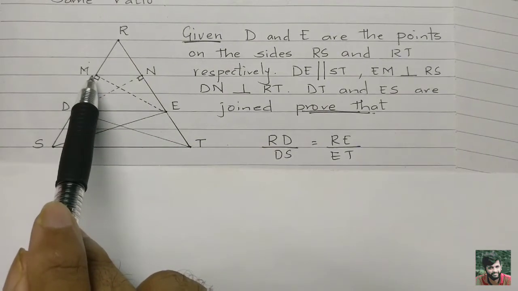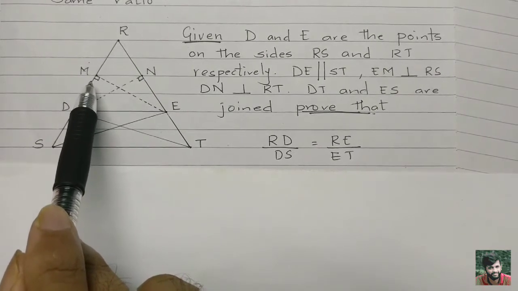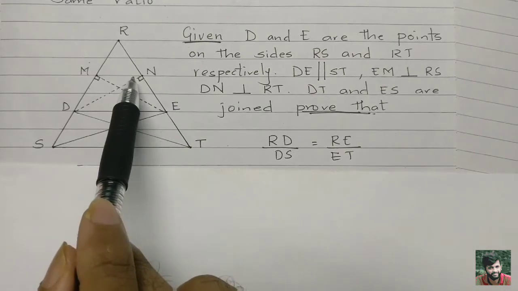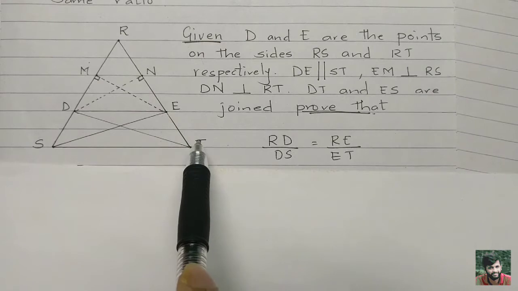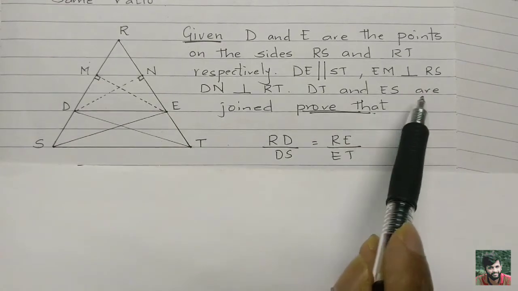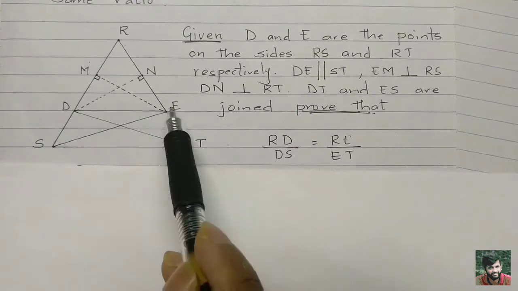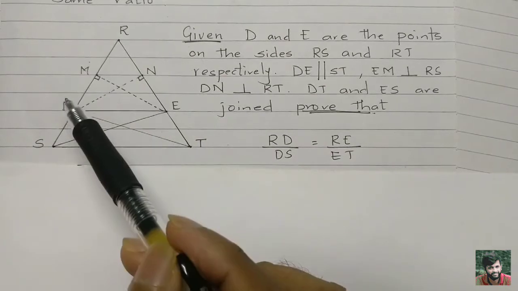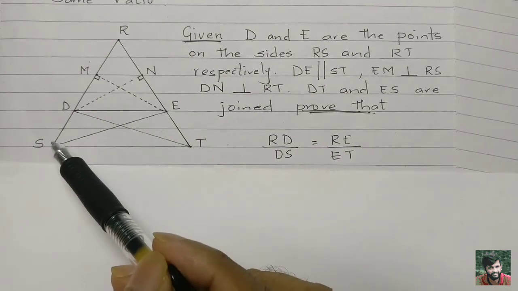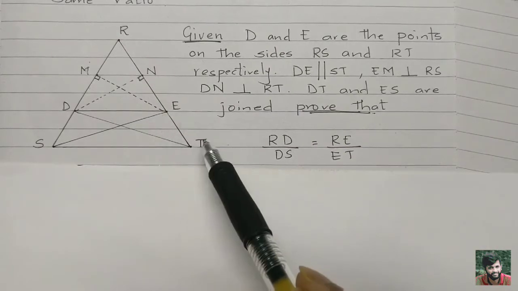EM is perpendicular, that means it forms a 90-degree angle. And DN is perpendicular to RT. DT and ES are joined together. Prove that RD upon DS is equal to RE upon ET.